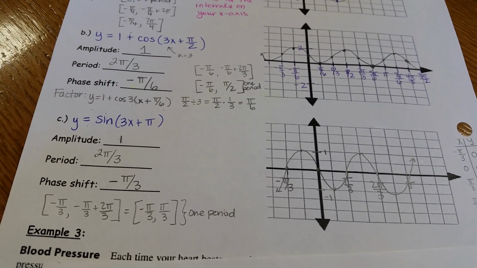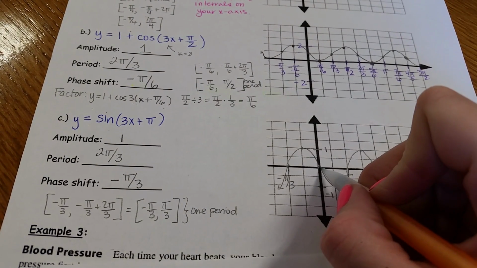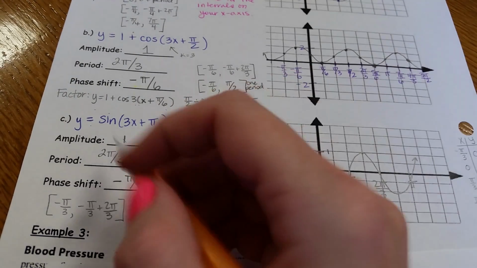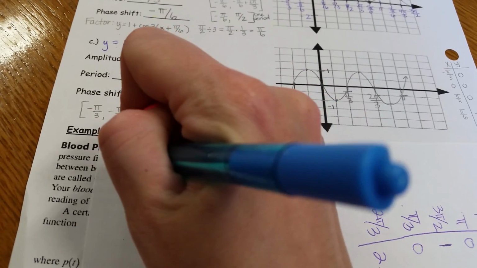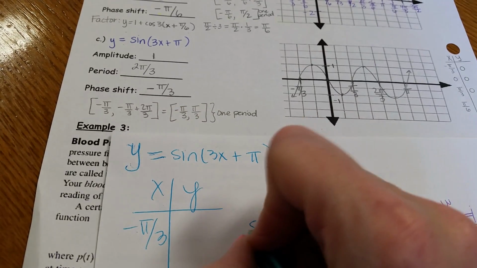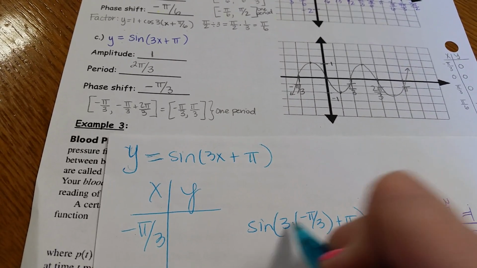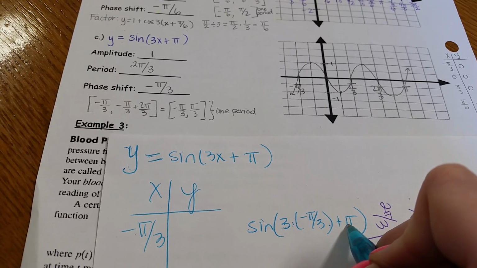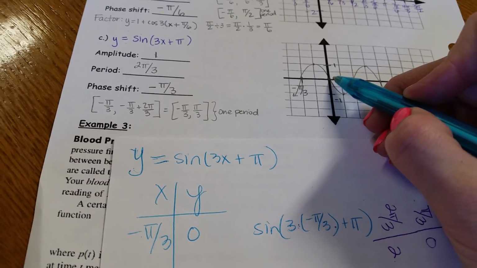You can also, for this one, I'll show you how you can just plug them in and use the table to do that. So if you wanted to see what was happening at negative pi over 3, you could plug that in here. This is actually the second method I showed you. If you plugged in negative pi over 3, you'd have the sine of 3 times negative pi over 3 plus pi. Here you would have negative pi plus pi, which is 0. The sine at 0 is going to be 0. So that would be your actual point on the graph, and you could just plot that point.